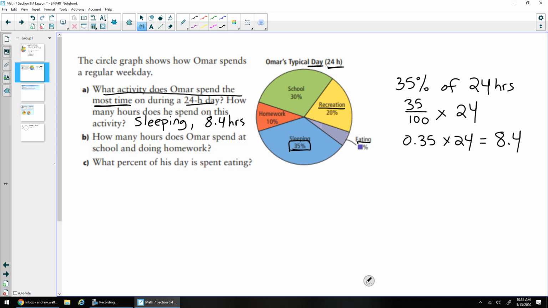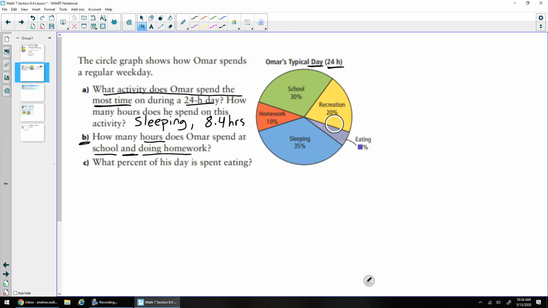We're on to part B here: how many hours, not what's the percentage, but how many hours does Omar spend at school and doing homework? I'm just going to erase this. If you need to watch that part with the sleeping again, you can just click back and rewind. School and homework totals up to 30% plus the 10%. So in total, that's 40% of his day. So 40% of his day, how many hours is that? Well, that's 40% of 24 hours.